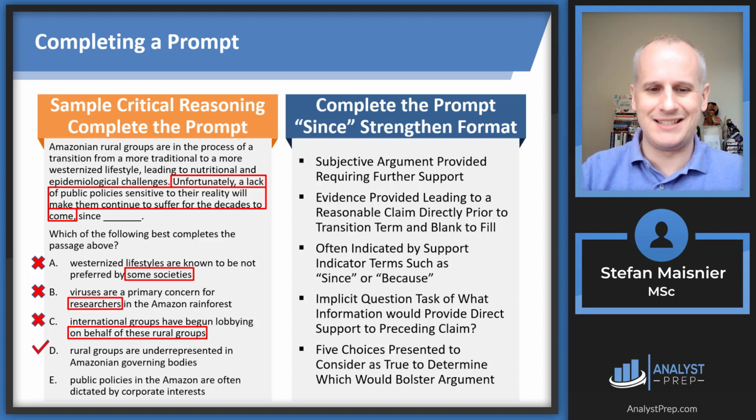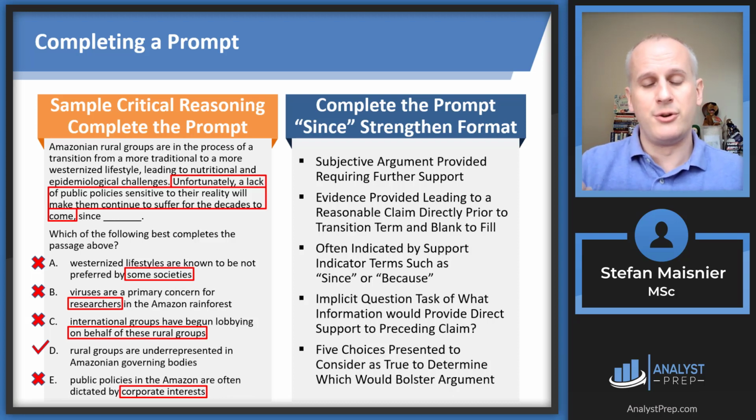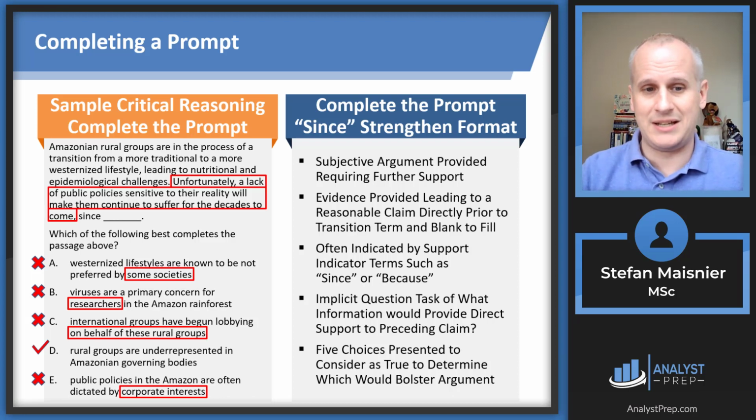And choice E, public policies in the Amazon are often dictated by corporate interests. This is a trap because we don't know what those corporate interests are and whether or not they're actually related to the Amazonian rural groups. They could be separate, they could be similar, they could be aligned. We have no idea. Your own implicit bias may make corporate interests seem like a negative and therefore support the idea that these Amazonian rural groups are going to suffer, but we'd actually need additional outside information to know that for certain. And we'd be able to select D by following our processes for a strengthen, but applying it to a complete the prompt format.